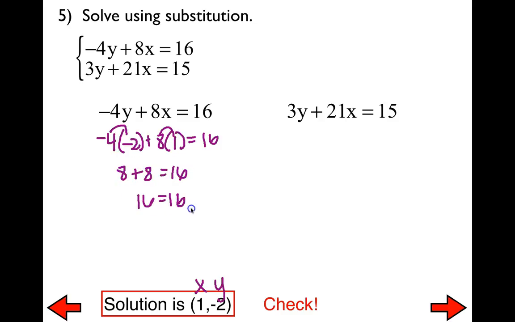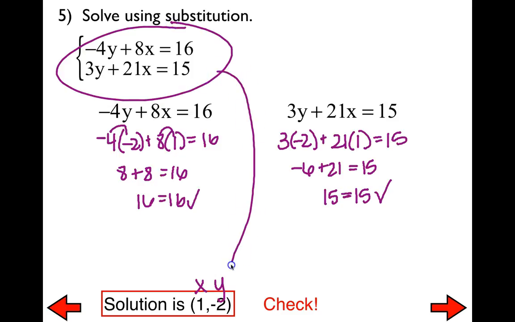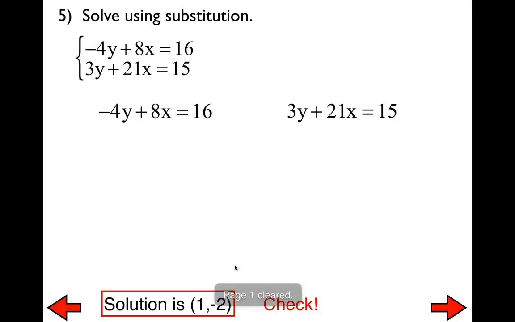This is true, so it definitely works for the first equation, but again, we got to make sure it works for the second one as well. So we have 3 times a y, which is negative 2, plus 21 times x, which is 1, is supposed to equal 15. So here we have negative 6 plus 21 equals 15. This is true. So it works for both. So I can confidently say that the solution to this system is indeed 1 comma negative 2.